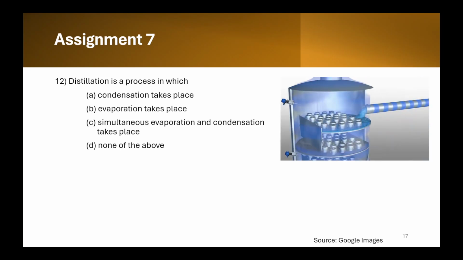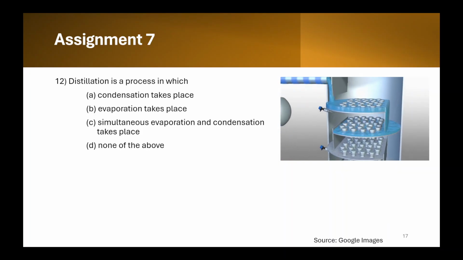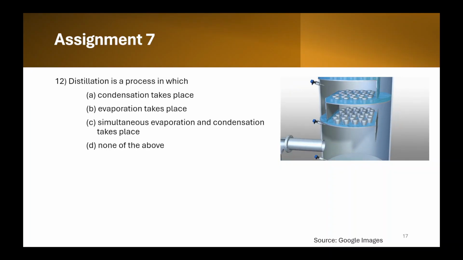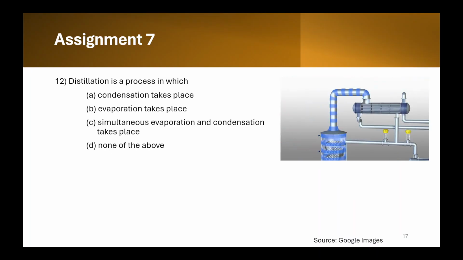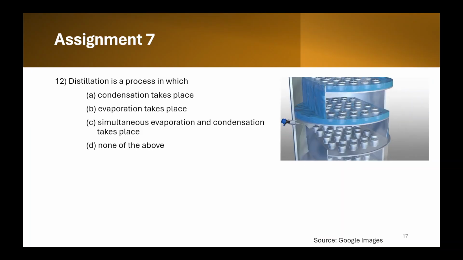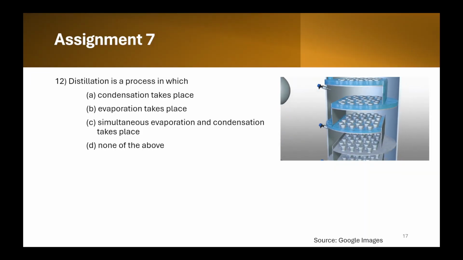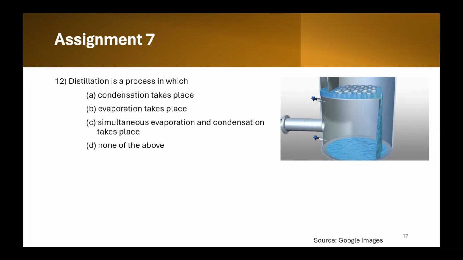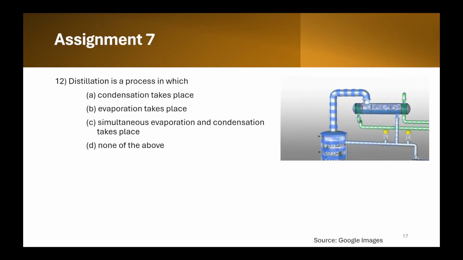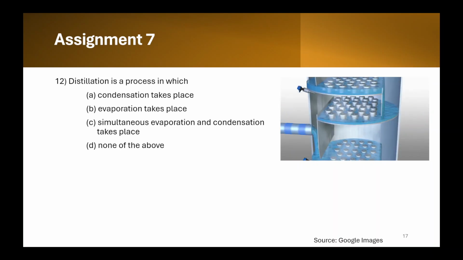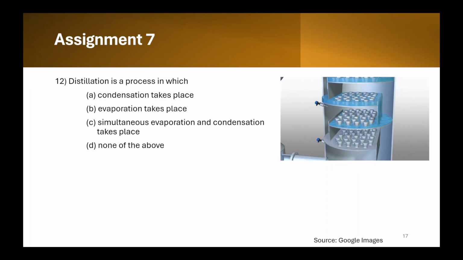So, I'll just show this GIF. Basically, feed is being transferred. This liquid goes to the bottom, passes through the reboiler, vapor comes in. This vapor goes to the condenser, and again liquid is being given back as reflux ratio. So both condensation as well as evaporation takes place. The correct option is C part.